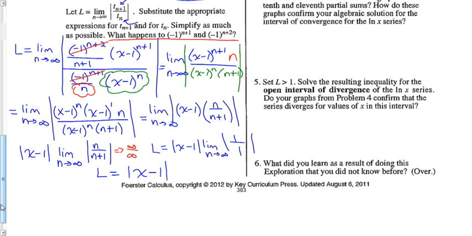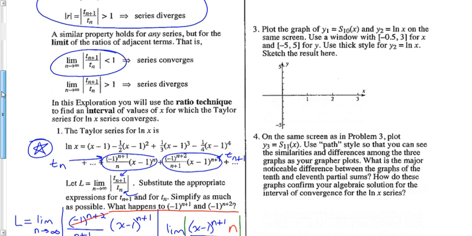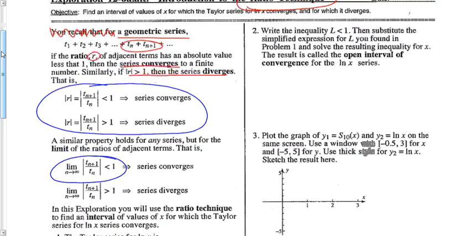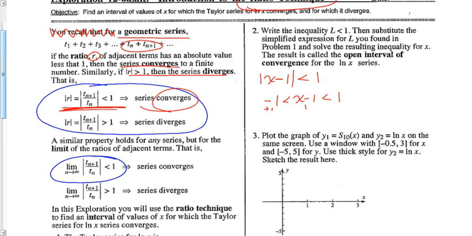Now I'm going to move on to the top of the next page. And when I do, we're writing an inequality. I want this limit to be less than 1. Remember our ratio test: as long as that limit is less than 1, my series converges. So the absolute value of x minus 1, I want that to be less than 1. I lost my absolute value symbol. When I solve that, it's really x minus 1 has to be between 1 and negative 1. I add 1 to everything to get x by itself, and I get 0 less than x less than 2. So this is our open interval of convergence.